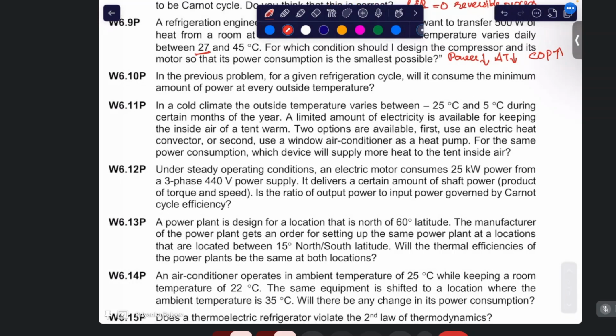Now, next question. In the previous problem, for a given refrigeration cycle, will it consume the minimum amount of power at every outside temperature? For the same refrigeration cycle, if the outside temperature rises, then COP goes down, right? That means a bigger denominator. Delta T will be higher, so a bigger denominator means the whole value of COP is smaller. COP going down means more power consumption. So it will not stay at that same minimal power condition.